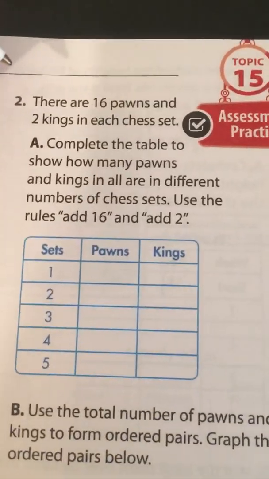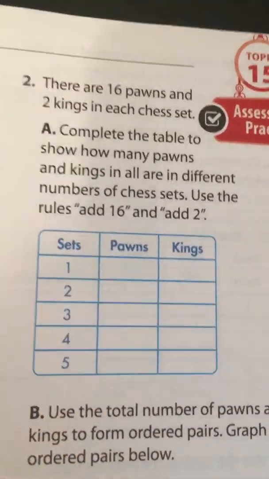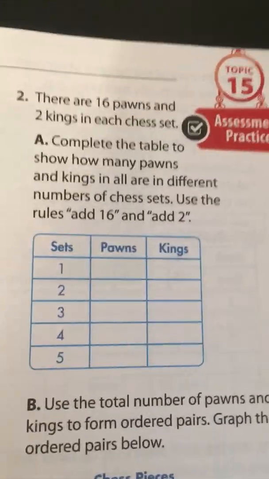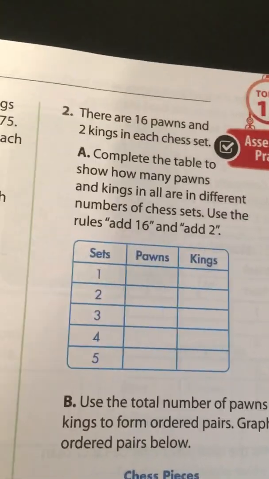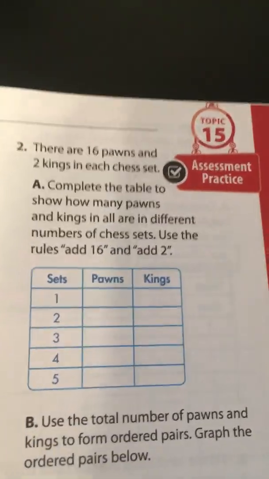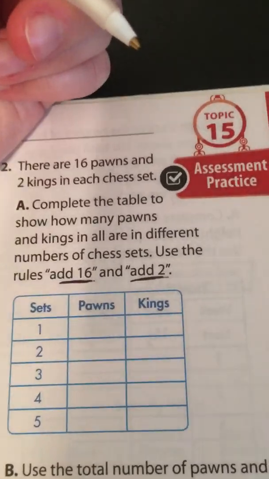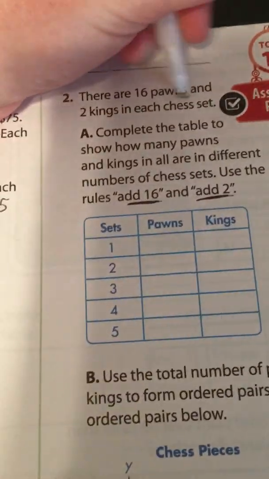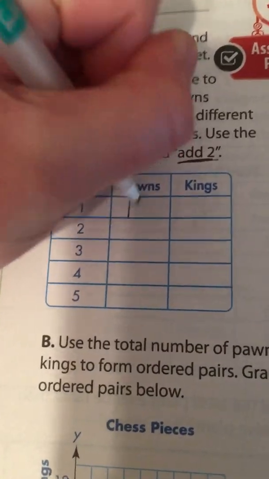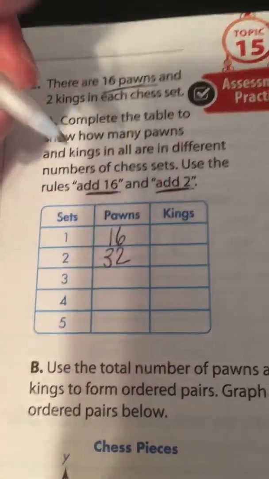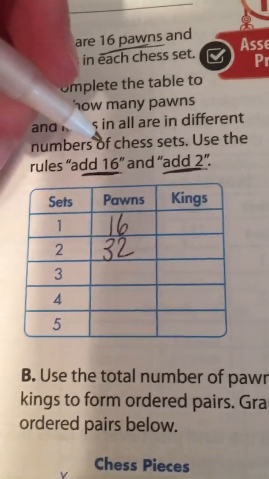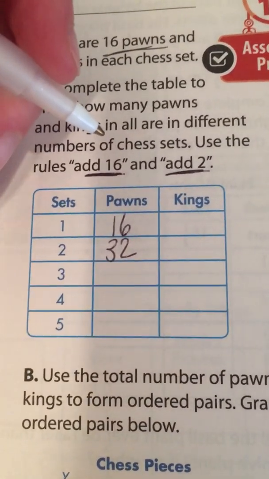There are 16 pawns and 2 kings in each chess set. Complete the table to show how many pawns and kings are in the different numbers of chess sets. Use the rules, add 16 and add 2. Okay, so 16 goes with the pawn, so that starts here. So add 16. 16, 32. Okay, that's about where my knowledge stops of 16.